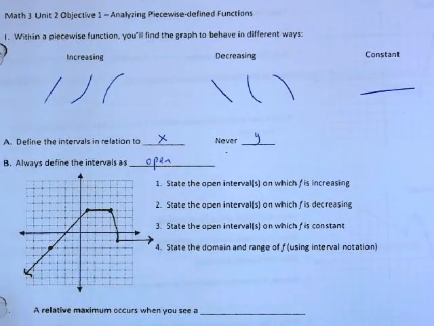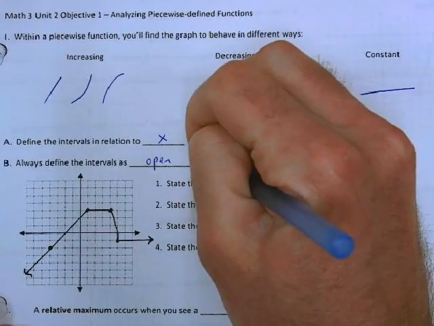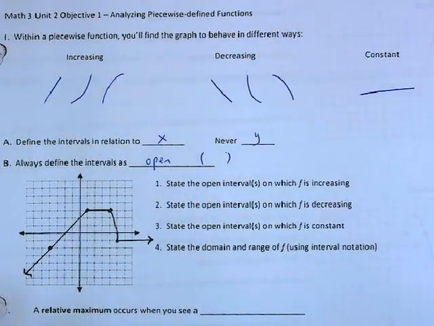Because if I want to know what my graph is doing on a certain interval, I want to know, from -1 to 5, what's it doing, not at a specific point. So we always want it open because we're not including any specific points, which means we're going to use parentheses, not brackets. All right, let's take a look at our first example.